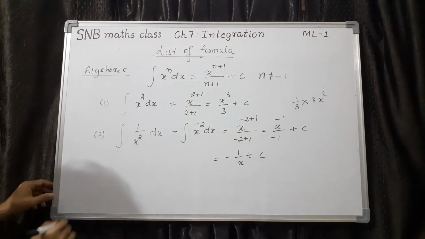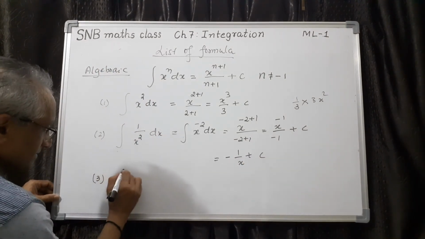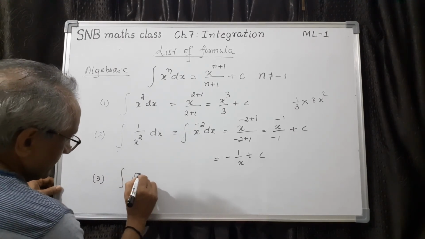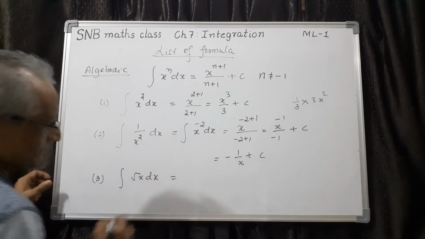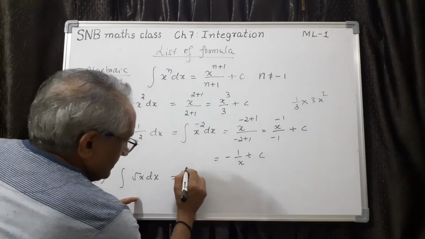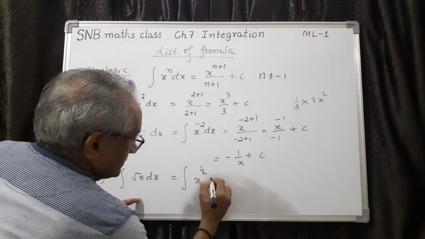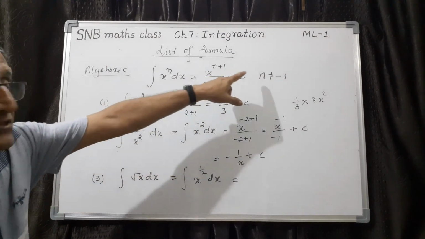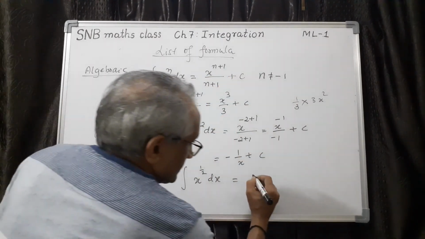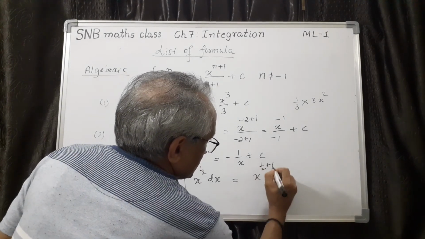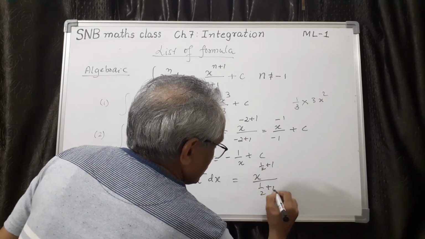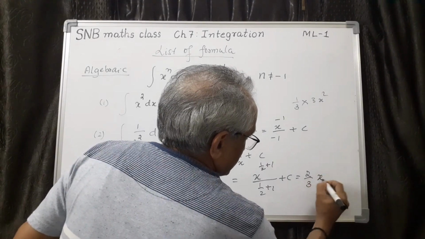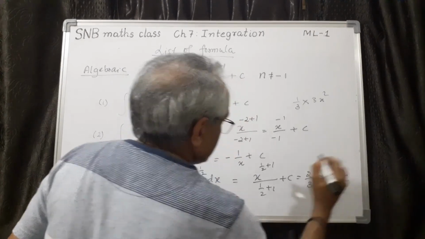Similarly, even if it is a fraction, it is correct. For example, I can take root x dx. It can be written as x^(1/2) dx. Now apply this formula. n is half here. n is not an integer. It can be anything. So this is x^(1/2+1) divided by (1/2+1) plus c. Of course you have to simplify this one. This will be 2 by 3 x^(3/2) plus c.